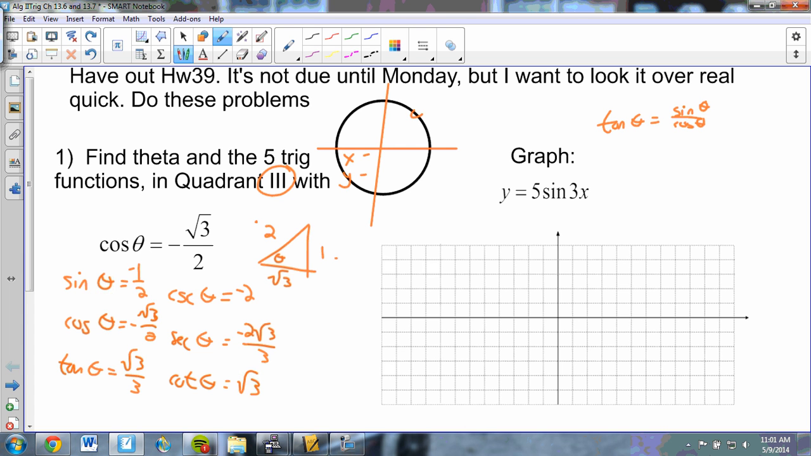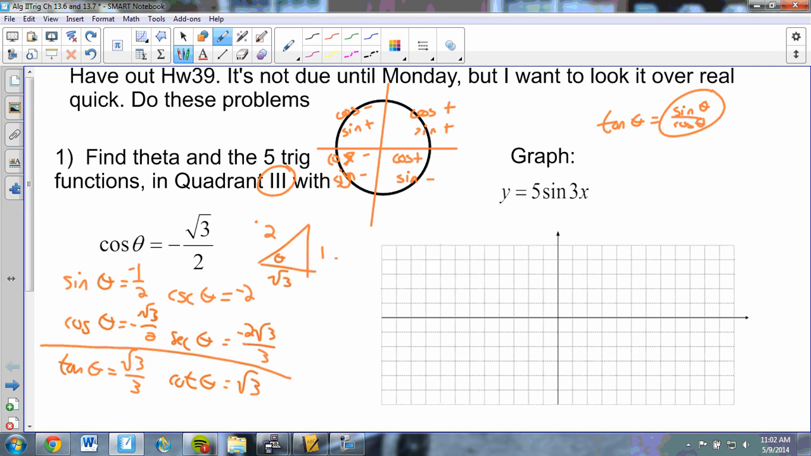Here, in the first quadrant, cosine's positive and sine's positive. In the second quadrant, cosine's negative and sine's positive. In the third quadrant, cosine's negative and sine's negative. In the fourth quadrant, cosine's positive and sine's negative. So quadrant 3 is telling us which of these are negatives and positives. Tangents are positive because tangent is sine over cosine, so a negative divided by a negative is going to be a positive.